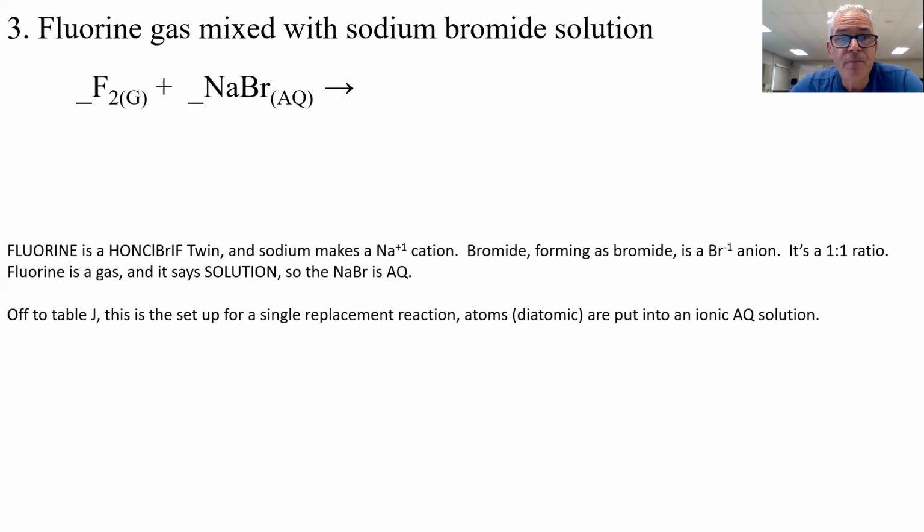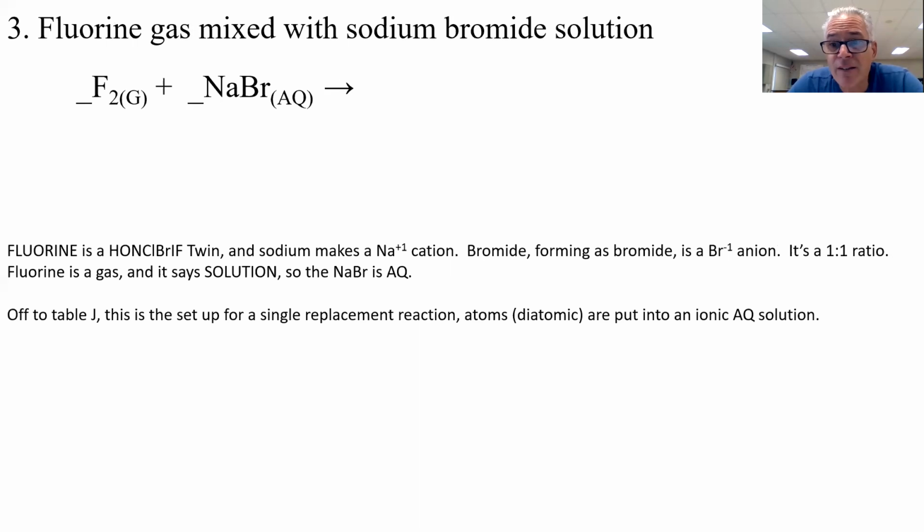Number 3, fluorine gas is mixed with sodium bromide solution. Fluorine is a Hunkelbrief twin. So when it's pure, it's F2 and it says it's a gas. So put in a G. Sodium bromide. Sodium is a positive 1 ion. Bromine is a negative 1 ion. That's element number 9 for fluorine, element 11 for sodium and element 35 for bromine. Positive 1, negative 1, 1 to 1 ratio. And it says it's aqueous, so we put in AQ. I will show you soon how to know that it's aqueous, but it is.